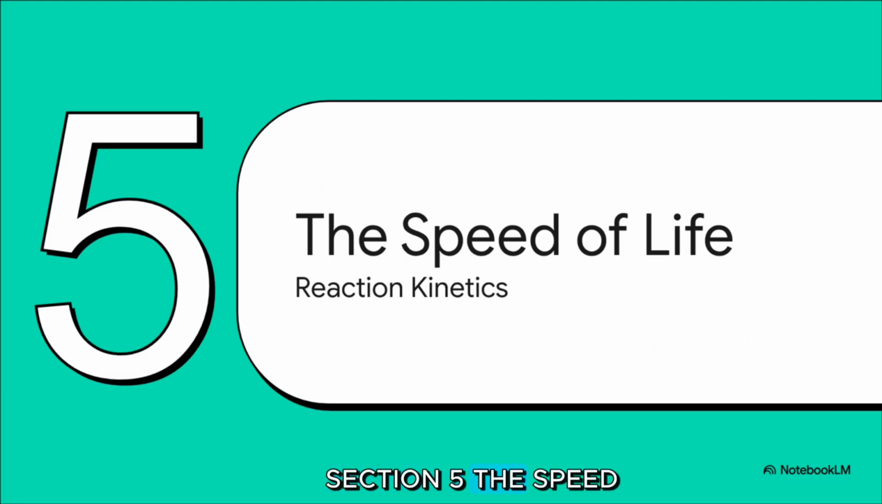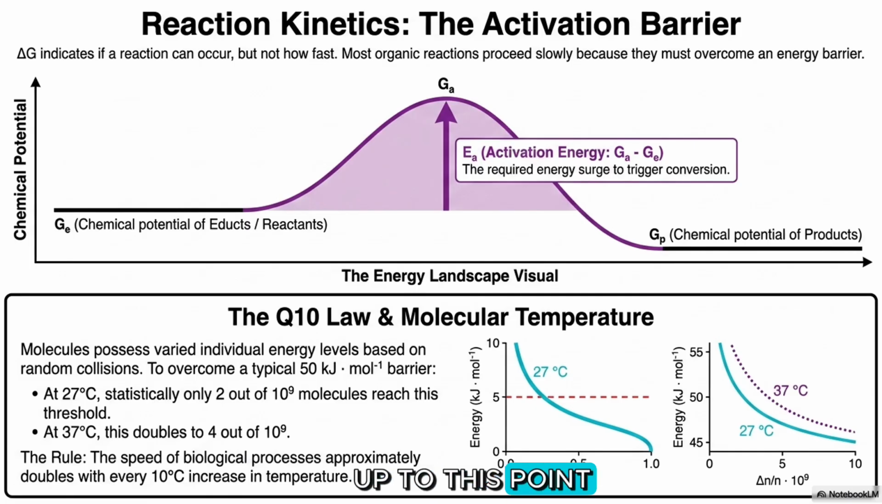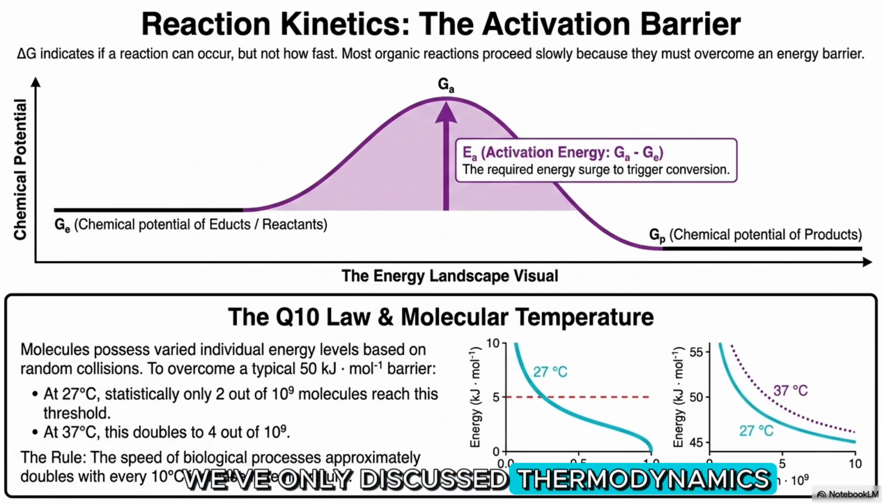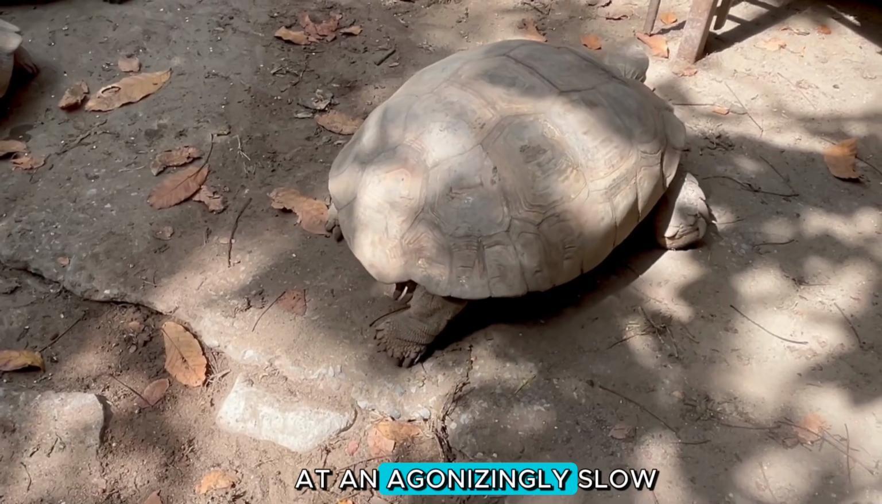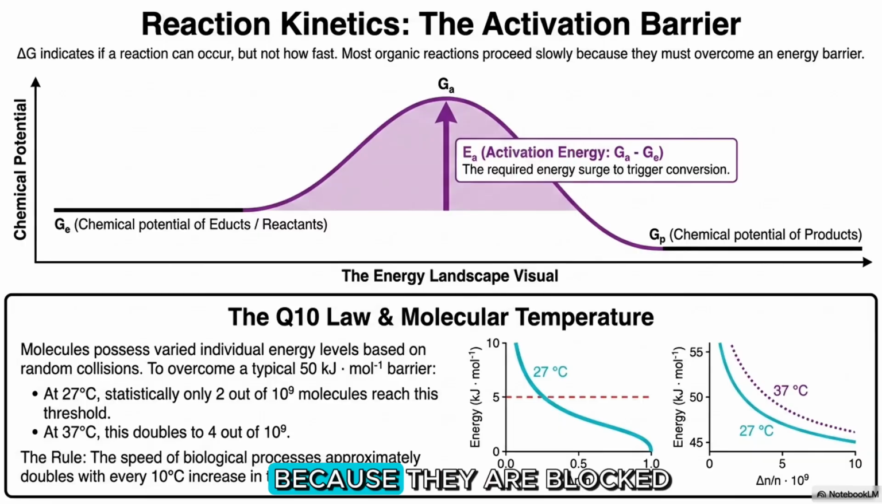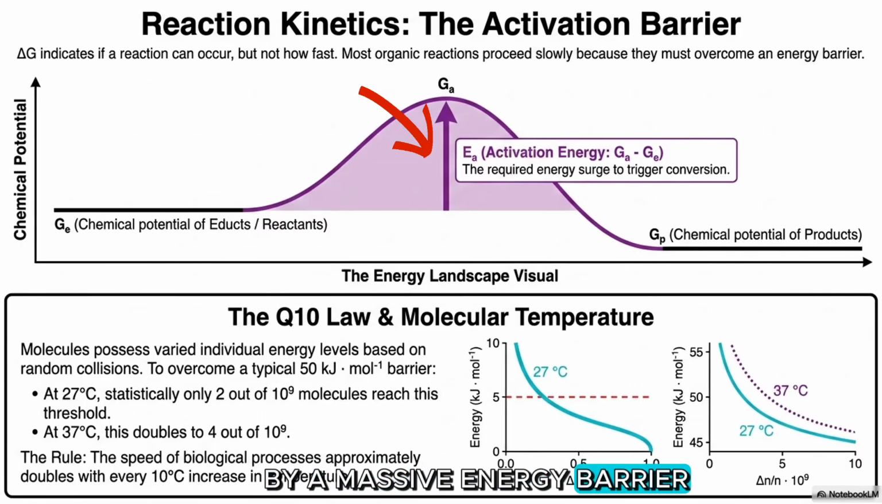Section 5. The speed of life. Reaction kinetics. Up to this point, we've only discussed thermodynamics, which basically just tells us if a reaction can happen. But that tells us absolutely nothing about the biological speed limit. Even if a reaction is highly spontaneous, most organic reactions proceed at an agonizingly slow pace. Why? Because they are blocked by a massive energy barrier known as the activation energy.